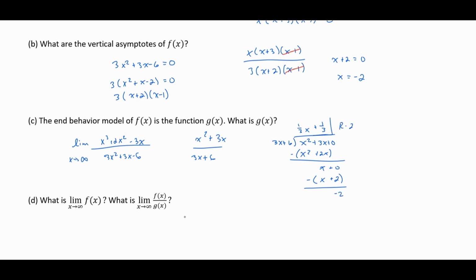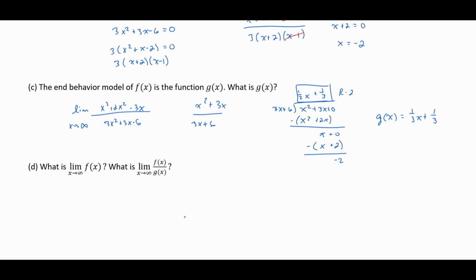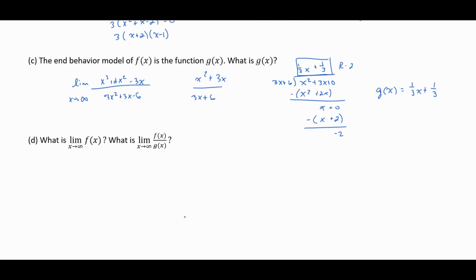But this right here, that is g of x. So g of x is equal to 1/3 x plus 1/3. And now we're going to use that result in part D. What is the limit as x approaches infinity of f of x over g of x?